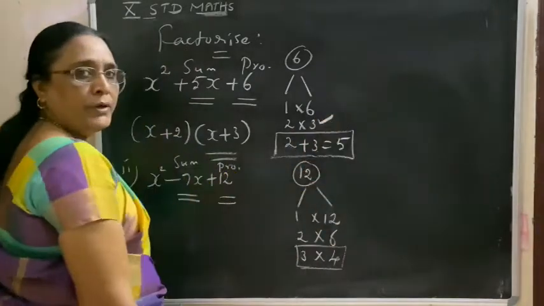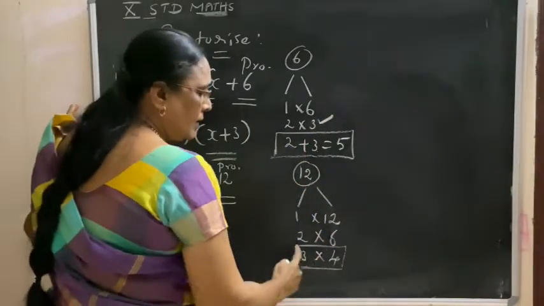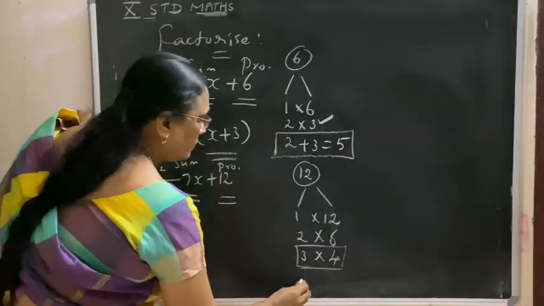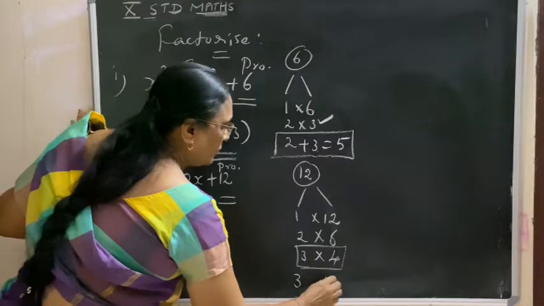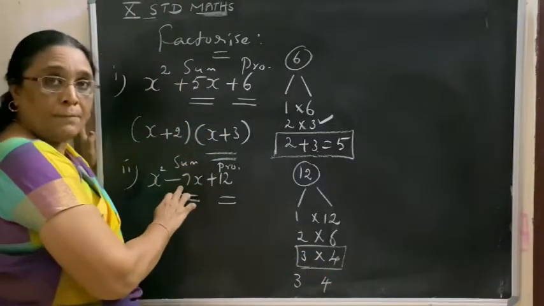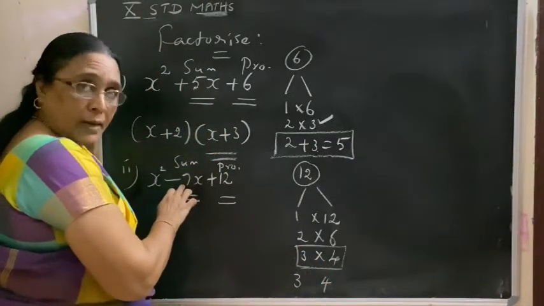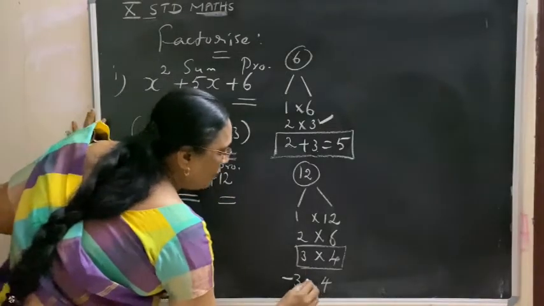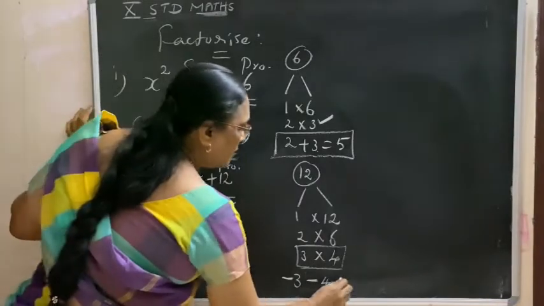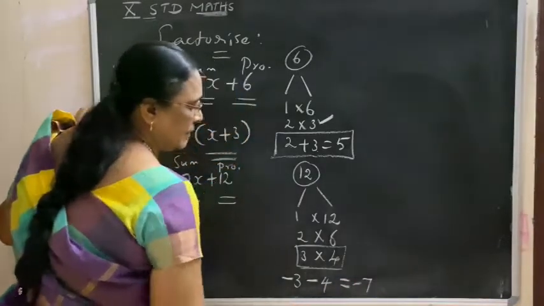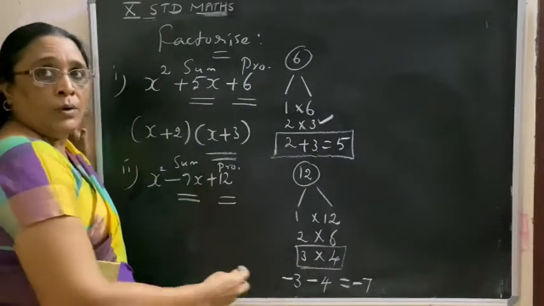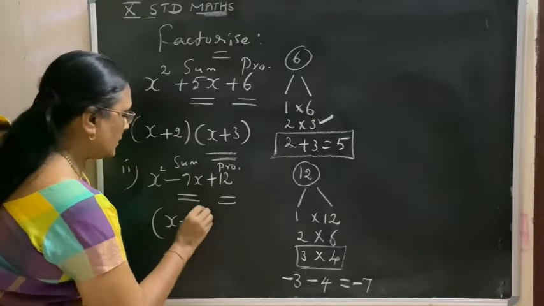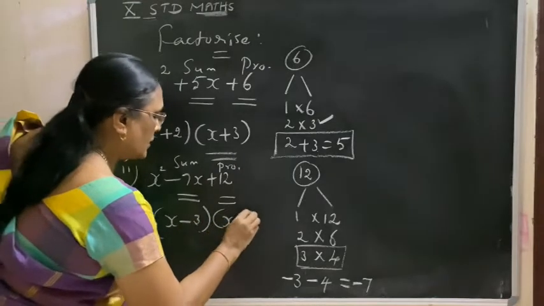Here I am choosing 2 into 3 to get 5. Here I am choosing 3 into 4 to get 7. But we need the sum as minus 7. So how to get minus 7? You have to put minus for both the numbers. Minus 3, minus 4. Then only you will get minus 7. Now we can write this as factors as x minus 3 and x minus 4.